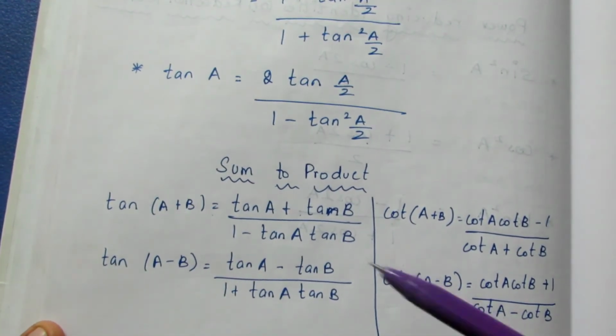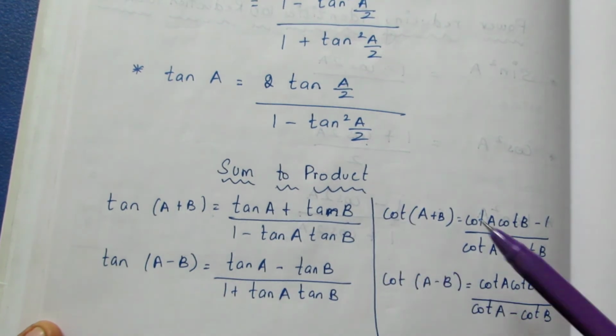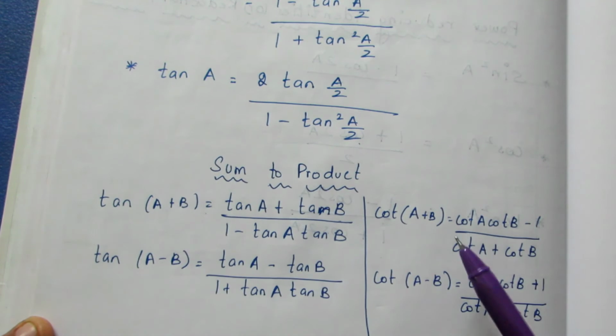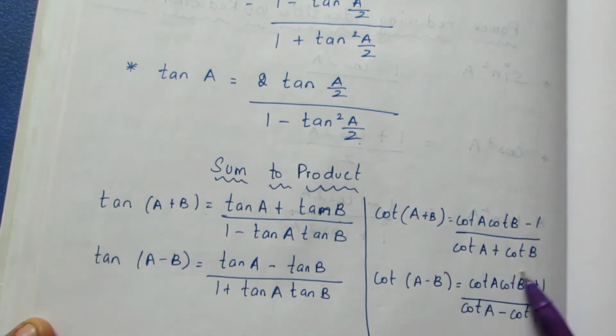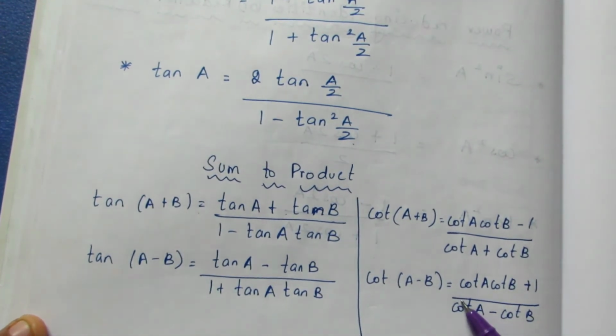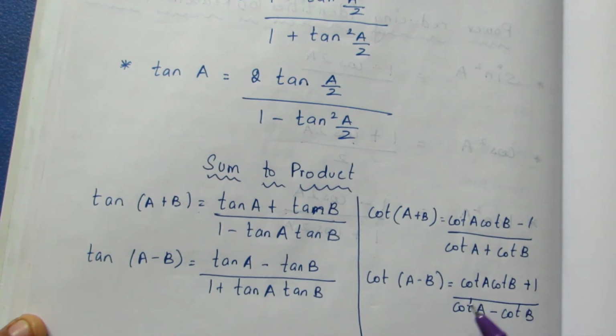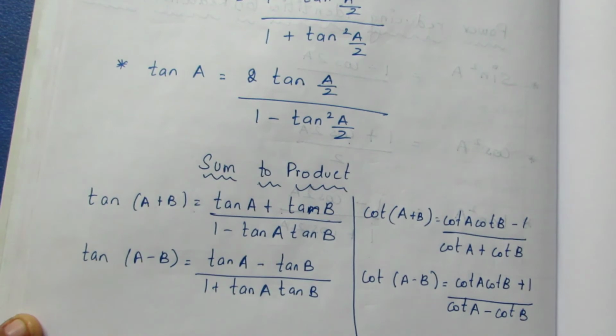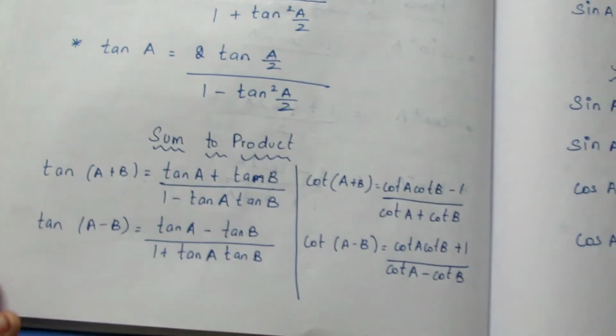For cot, it will be the reciprocal with a change of sign. See, cot(A+B) equals cot A cot B minus 1 by cot A plus cot B. For cot(A−B), cot A cot B plus 1 by cot A minus cot B. So remember this, the sum to product tan and cot formula.